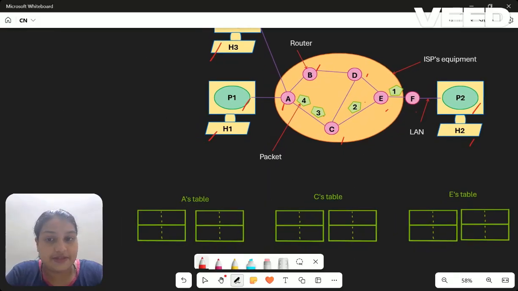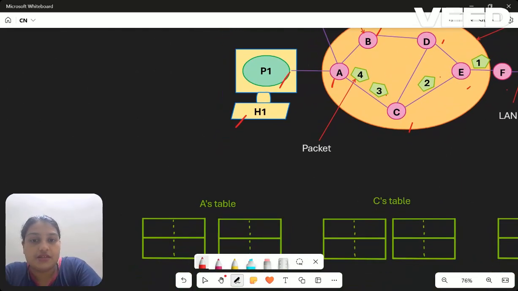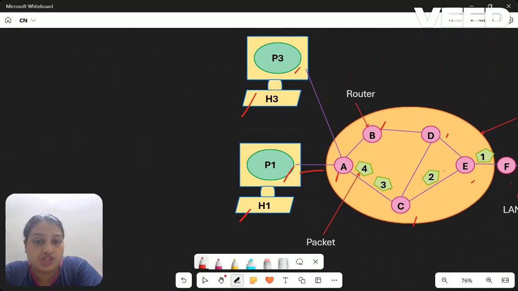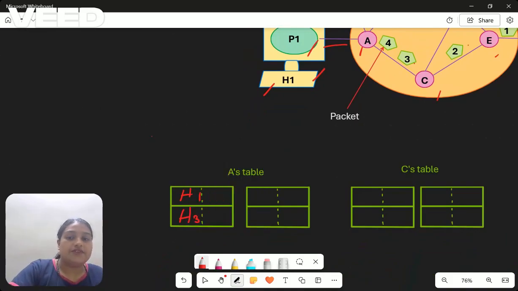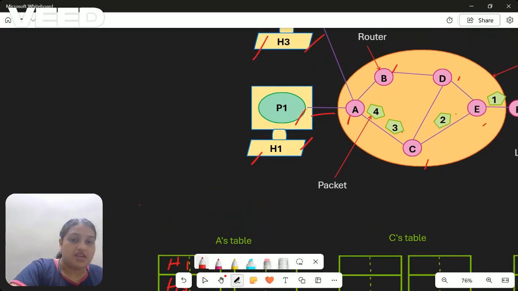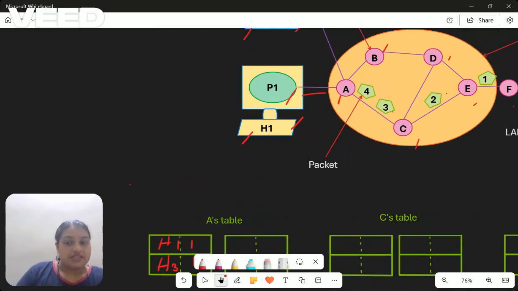We have A stable. It is coming from H1. Also, there is a connection from H3. A is connected to H1 as well as H3, so I'll write both of those, H1 and H3. Now I will have to give them an identifier. Since they both are coming to A, I will give the identifier as 1. Now that is A stable.